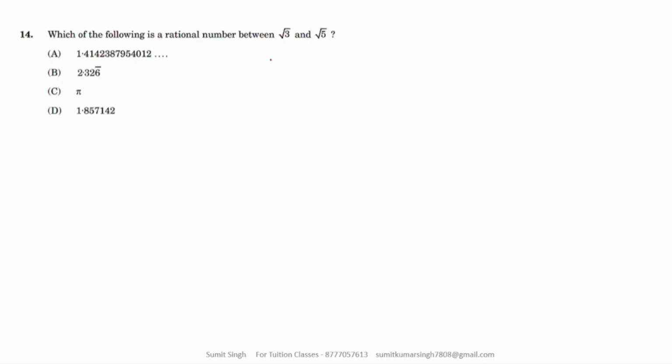In this question, we just need to find one rational number between root 3 and root 5. You know it very well, the value of root 3 is 1.732 and so on, and the value of root 5 in decimal form will be 2.236. So basically we just need to find one rational number between these two numbers.